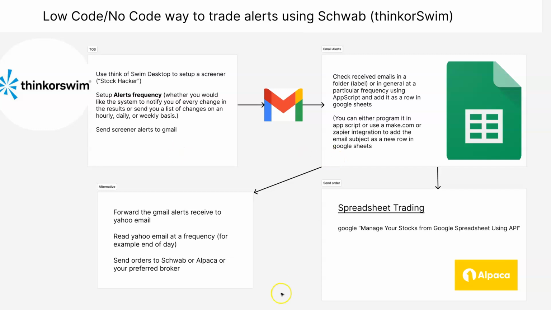So let me know if you have any questions. Again, you will have to Google your way through or ChatGPT your way through this, but I just wanted to show you one of the ways that you can connect ThinkorSwim to Gmail and then trade it in Alpaca or any other broker.